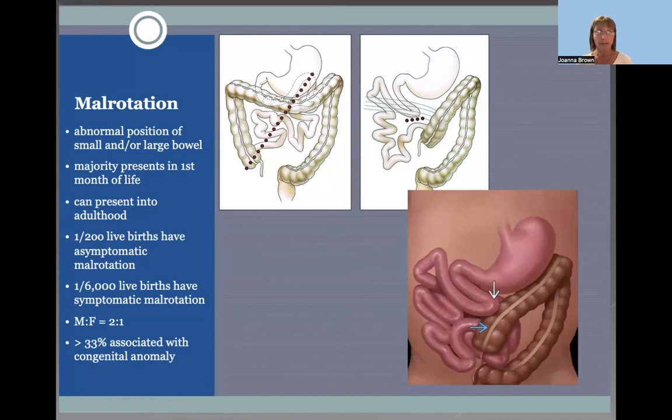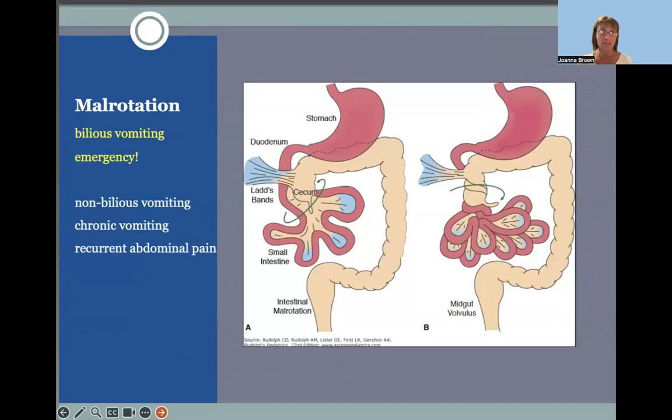If it's only partial malrotation and without volvulus, this could be an incidental finding when we diagnose in adulthood. Some 1 in 200 will have an asymptomatic malrotation, but if the child starts presenting with clinical symptoms, especially vomiting, then it's an emergency. And why is it an emergency?